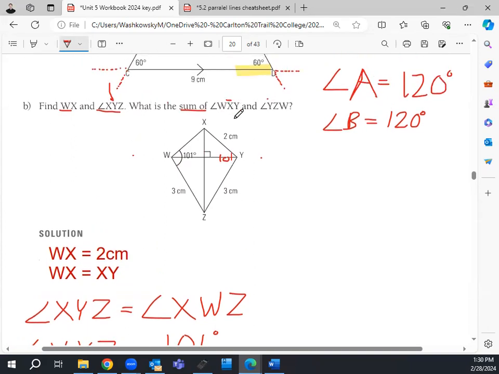Now, the next question it asks us is, what's the sum of angle WXY, this angle, and angle YZW, this one? Basically, what are the other two angles? That's what it's asking, right? So I'm going to give you 30 seconds. Just think about that. How can I find these two angles?